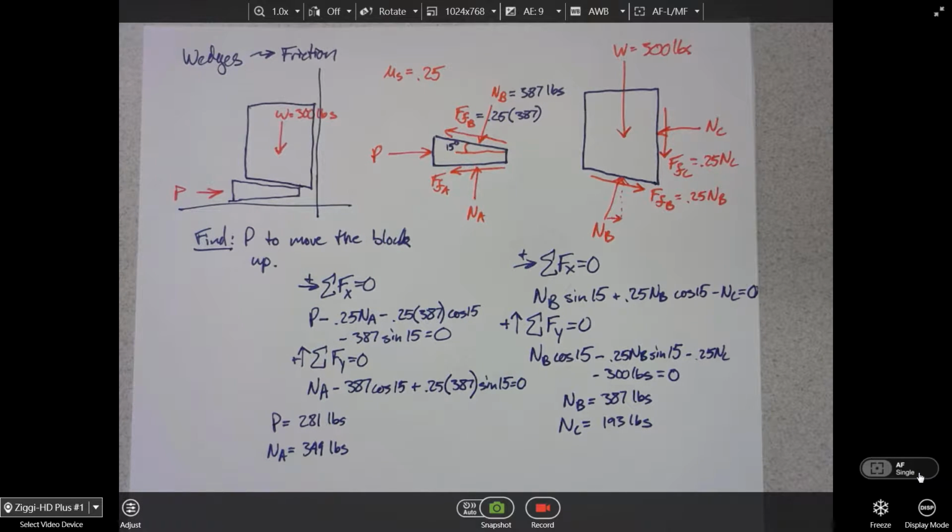Why don't we try changing it? Rather than having it be a 15-degree wedge, let's make it a 5-degree wedge. And let's see what this force is.